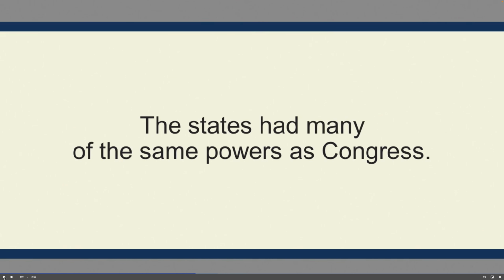They could declare war, make treaties with foreign countries, manage Indian affairs, establish and run a postal system, and borrow and coin money. Although the states also had those same powers. The states could coin their own money and issue bills of credit, deal directly with foreign governments, and even declare war. Yeah, Congress's hands were often tied by the states demanding their rights or even ignoring Congress altogether.